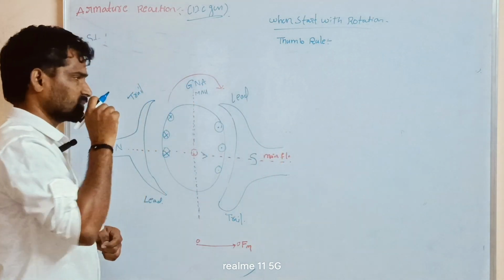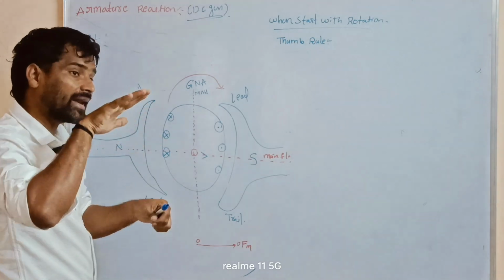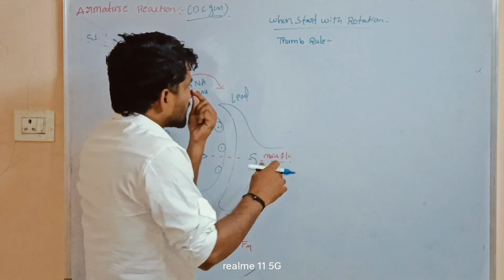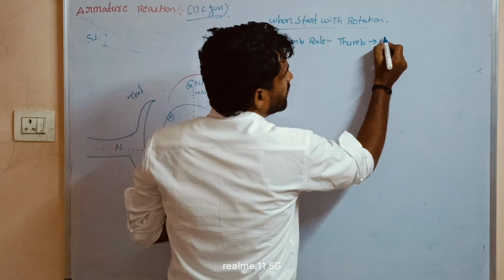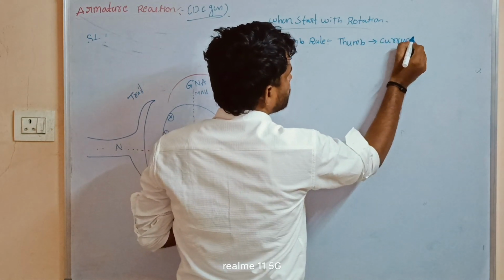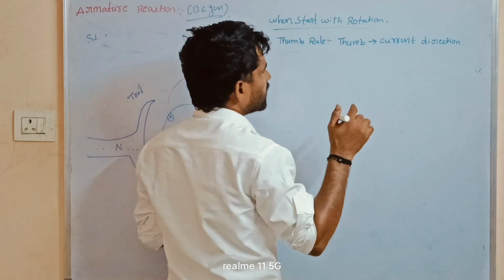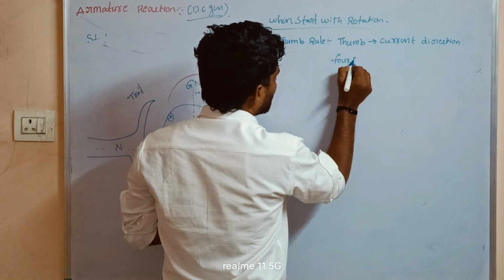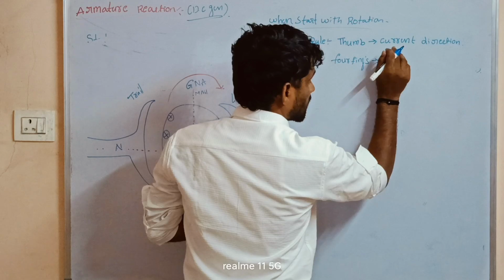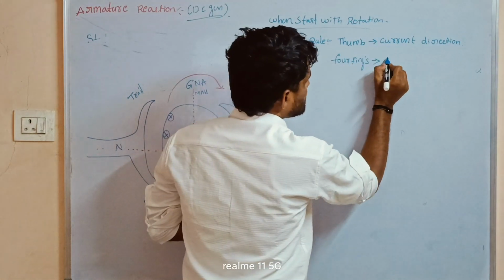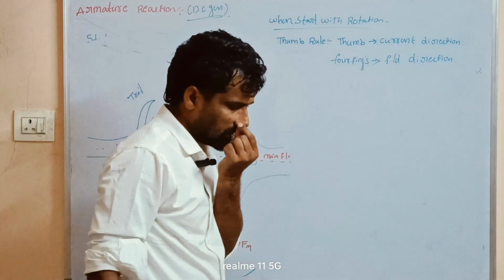What is the thumb rule? The thumb rule is about the current: the thumb indicates the current direction, and the remaining four fingers indicate the field. Which field? The conductor field due to current. So that is the field direction.